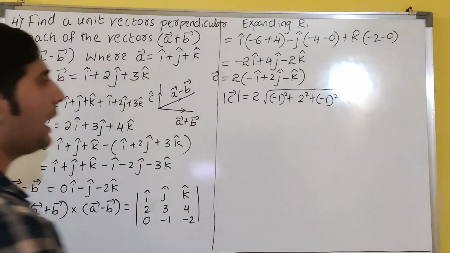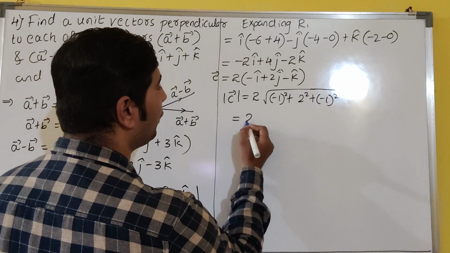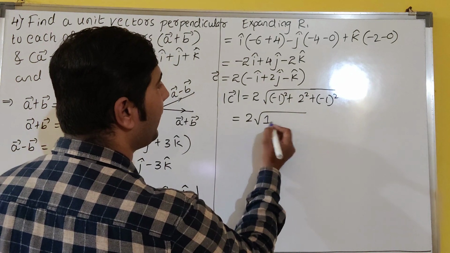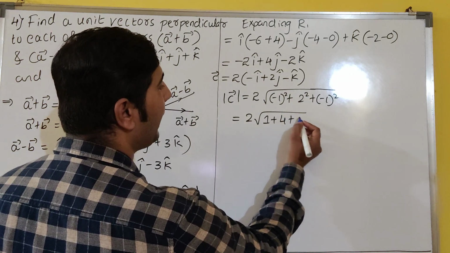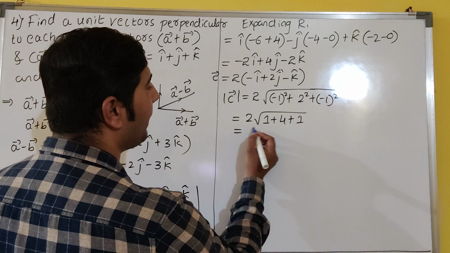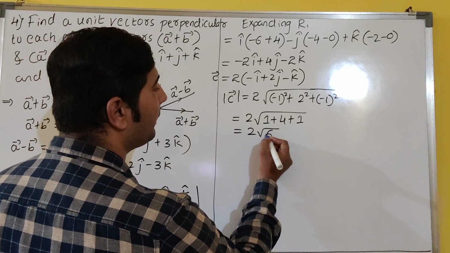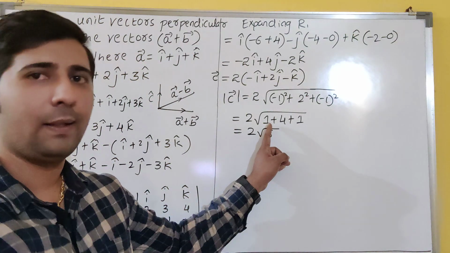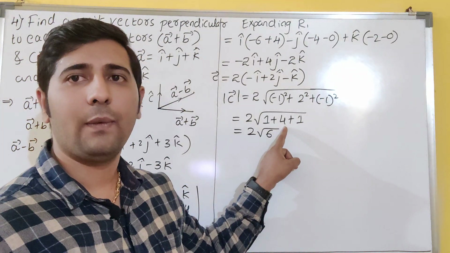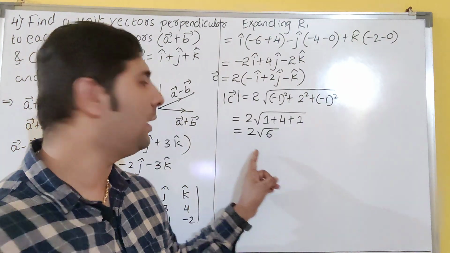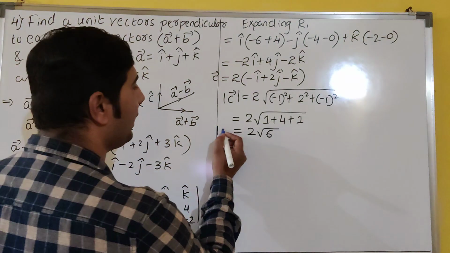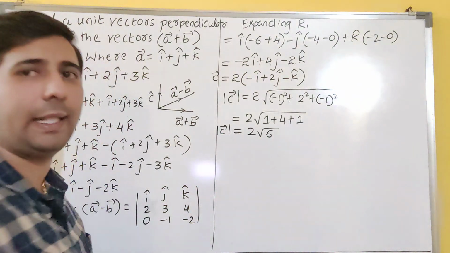Clear? So now how much will it give? You can see minus 1 square is 1, 2 square is 4, minus 1 square is 1. You got how much? This will become 6, dear students. Root 6. 1 plus 4 is 5, 5 plus 1 is root 6. So 2 root 6. This is your magnitude of C, dear students.